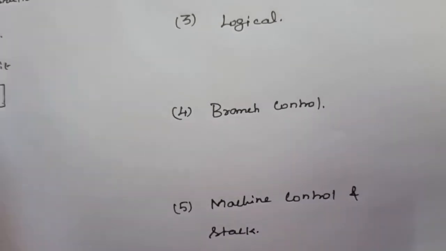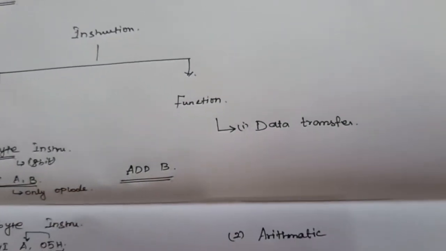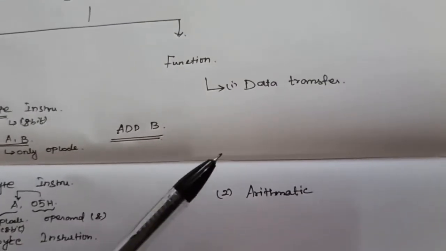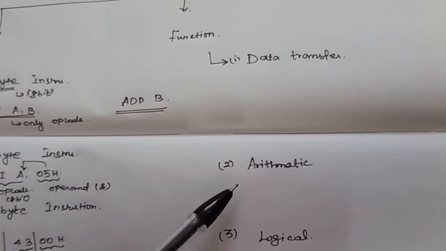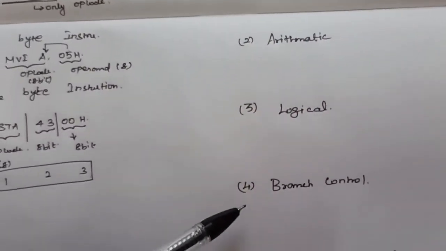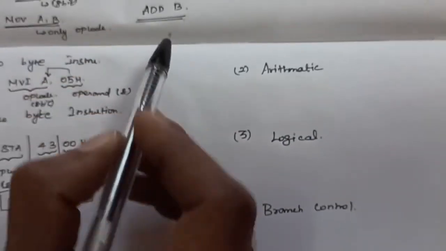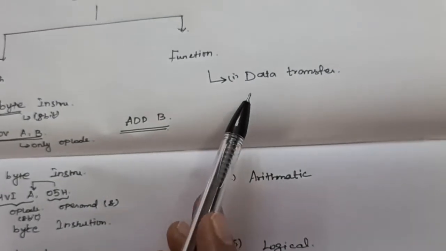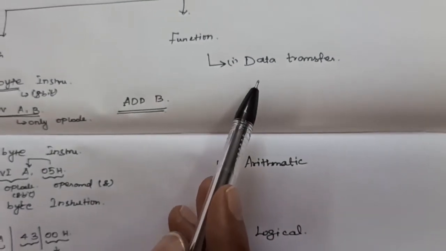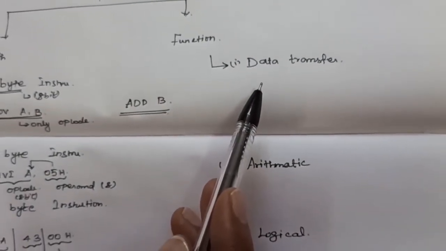So function-wise, we can split instructions into 5 groups. First one, data transfer. Second one, arithmetic. Third one, logical function. Fourth one, branch control. Fifth one, machine control and stack. Okay, so the data transfer group of instructions is only transferring the data between the 2 registers.